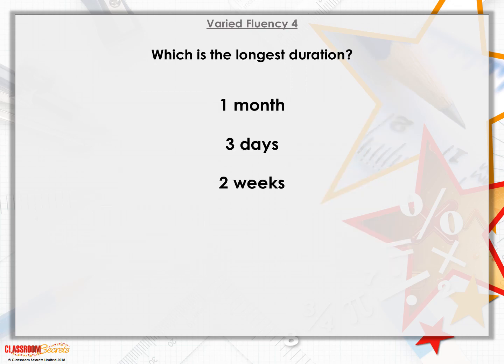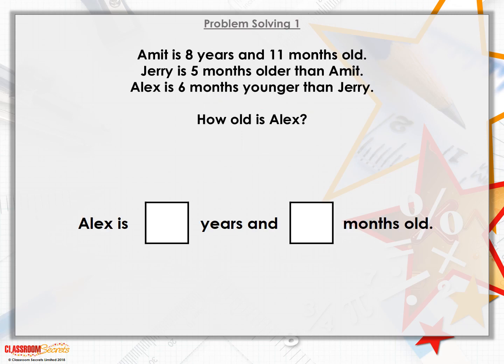Remember, duration means the period in which something lasts, an amount of time. So can you tell me which is the longest duration? Which is the longest? 1 month, 3 days, or 2 weeks. Hopefully this should be a nice easy one for you. That's right, 1 month. 1 month is the same as saying 4 weeks, or the same as 28 days. So 1 month is definitely the longest duration in that one.